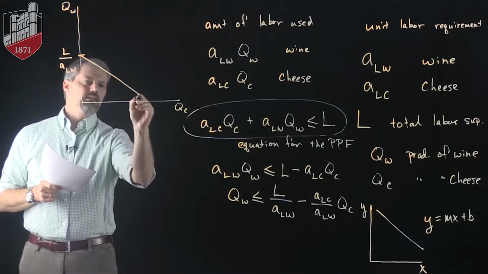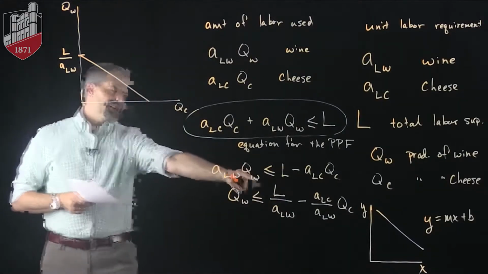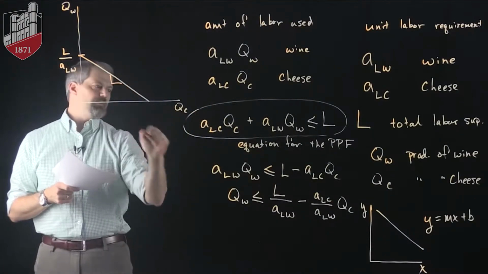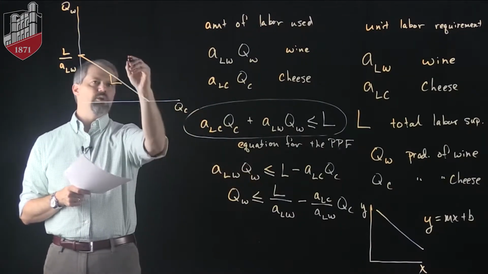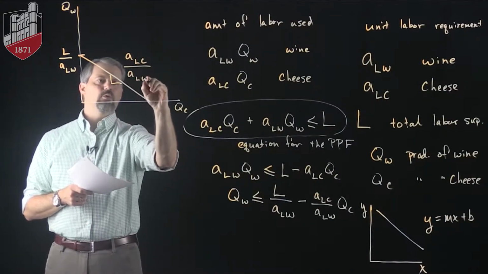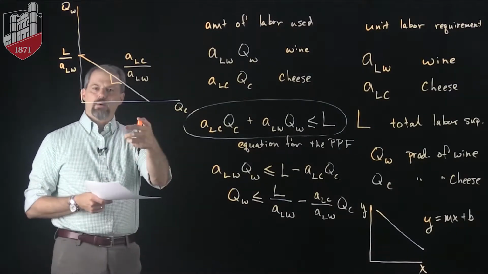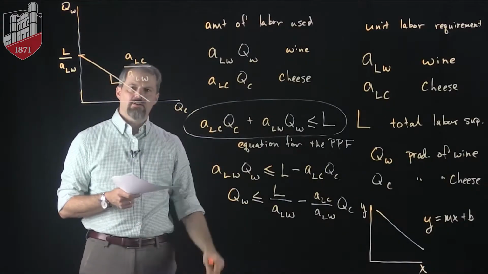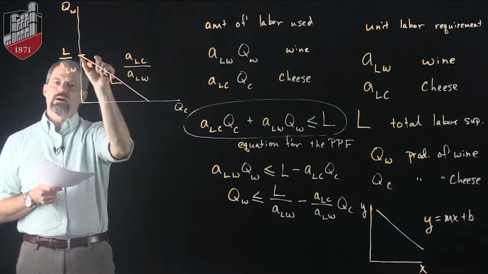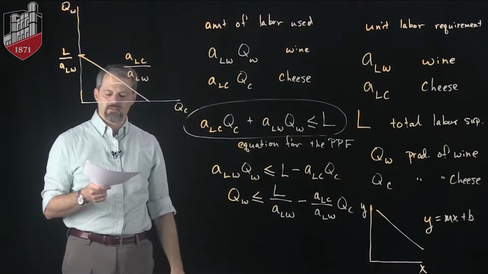We're going to have a line. This is linear. And the slope of that line is right there. It's going to be equal to the ratio of the unit labor requirements. It's the unit labor requirement for cheese divided by the unit labor requirement for wine. You can verify in the farmer-rancher example, we'll do it a little bit later, that all you have to do is take the ratio of those numbers that I gave you in the first table, and you'll get the slope of that production possibilities frontier.